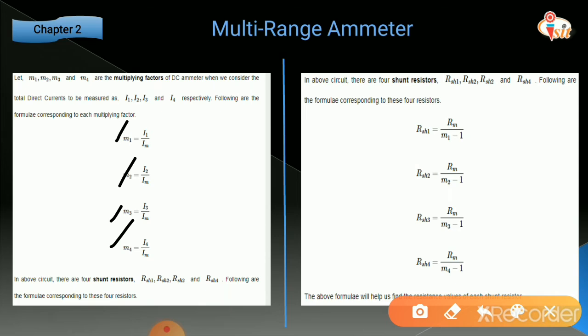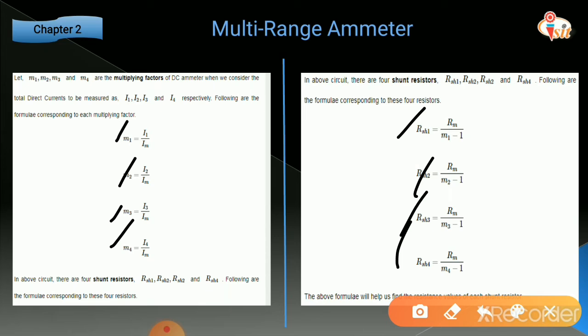Because here a number of resistances are used, that's why M1, M2, M3 and M4 are there. Then how to calculate RSH1, RSH2, RSH3, RSH4? See here, RSH1 is equal to Rm upon M1 minus 1. RSH2 is equal to Rm upon M2 minus 1. RSH3 is equal to Rm upon M3 minus 1. RSH4 is equal to Rm upon M4 minus 1.